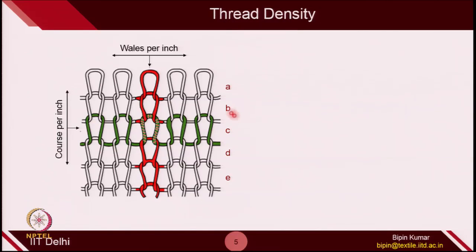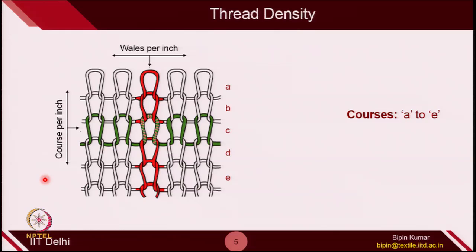So if you see there are 5 rows of loops, 1, 2, 3, 4 and 5, A to E, there are 5 courses. If you know the length required to occupy these 5 courses of loops, it is called courses per inch, which is nothing but the total number of courses you can measure divided by per unit length.